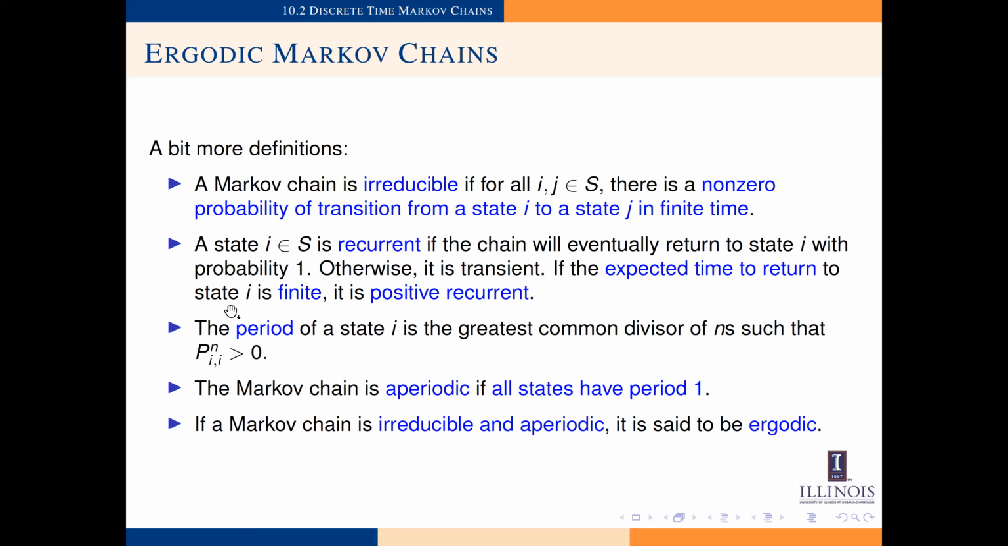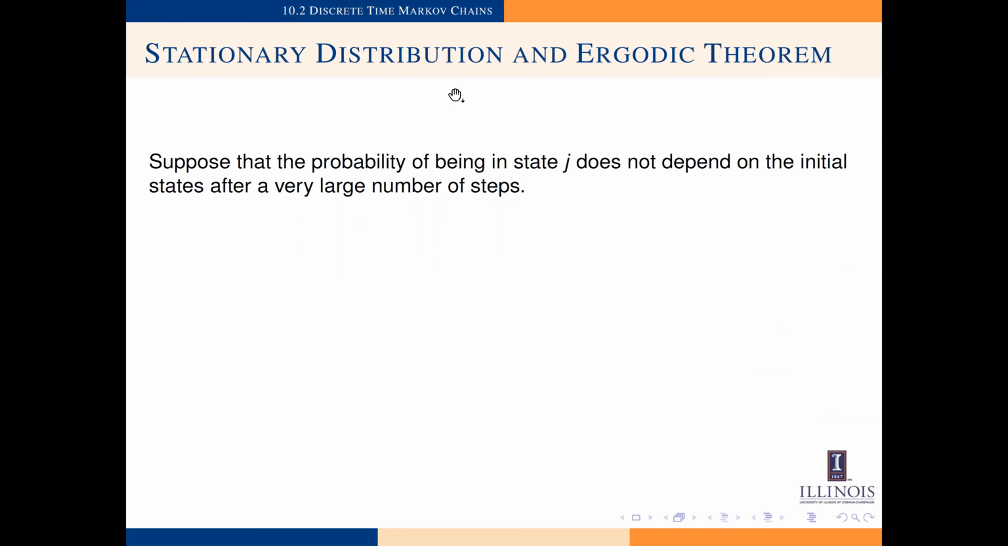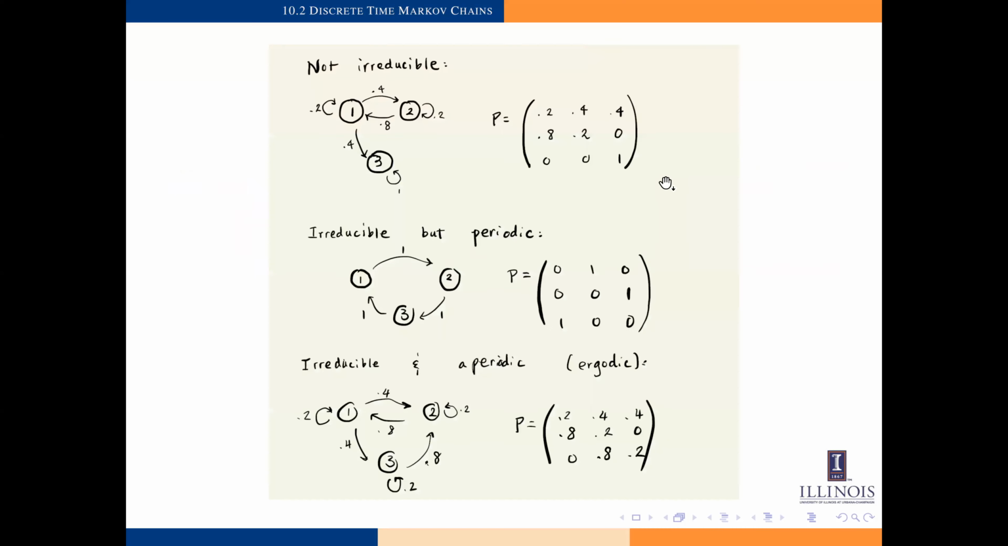So that is a lot of definitions. And usually if you take a class on stochastic processes, it goes over all of these definitions and properties of Markov chains for you. You might wonder, why do we care about the ergodicity of a Markov chain? Well, this is related to the stationary distribution of a Markov chain and something called the ergodic theorem. But before that, let me illustrate a few examples of Markov chains.